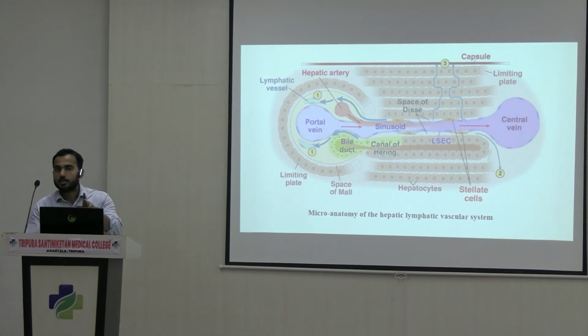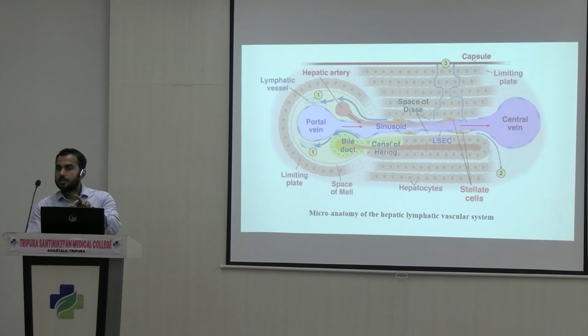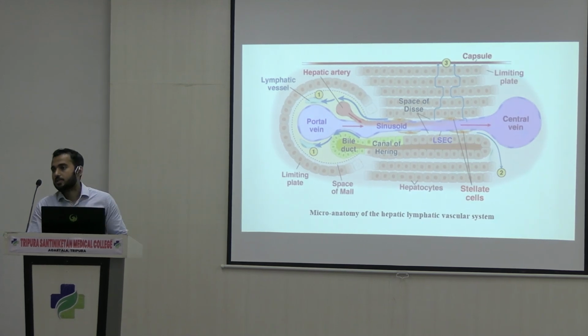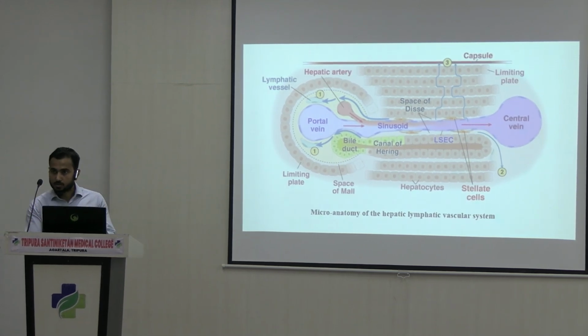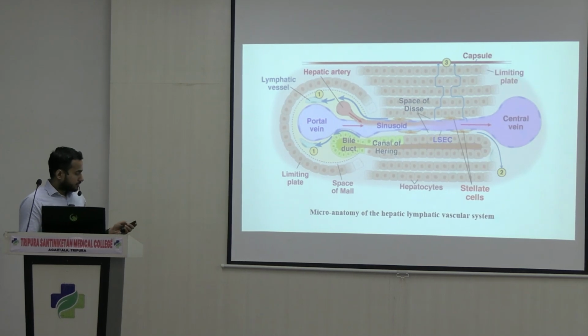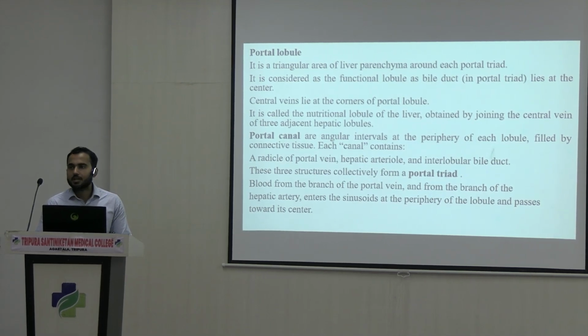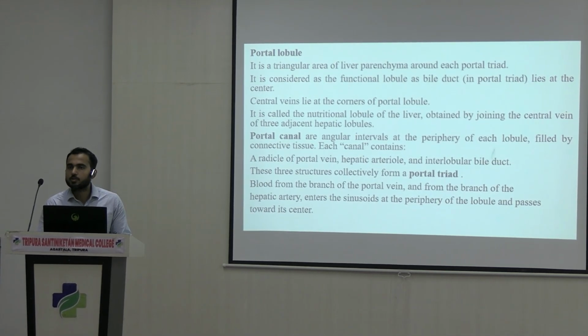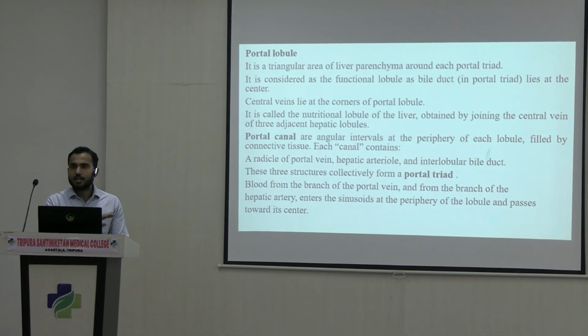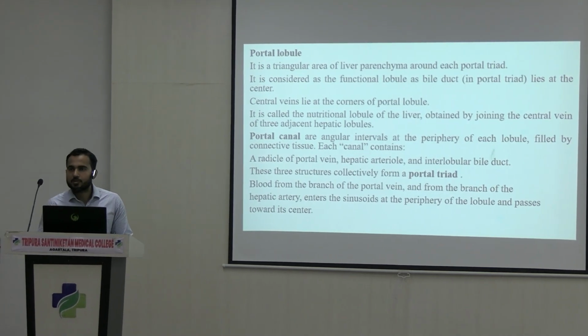Now this is very important. I am focusing on these points because MCQs are asked from there only. So please note it down. So we have seen the classical liver lobule, then I have shown you the space of Disse, and I have shown you the flow, how the blood is flowing and how the bile is flowing inside the liver.